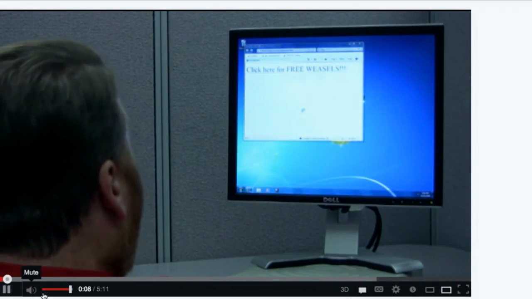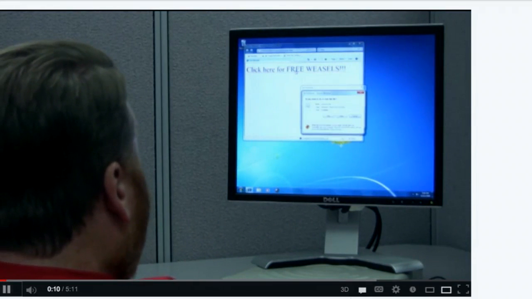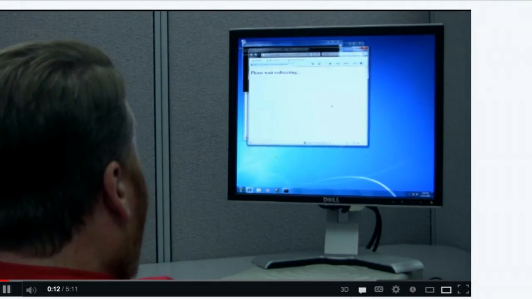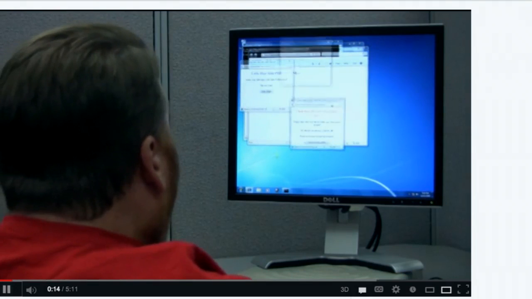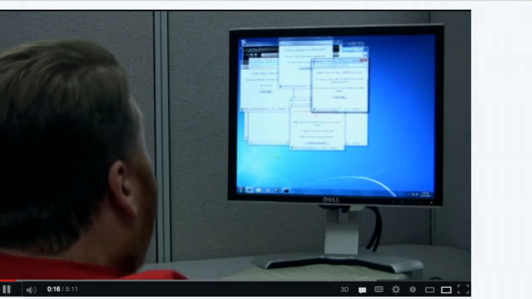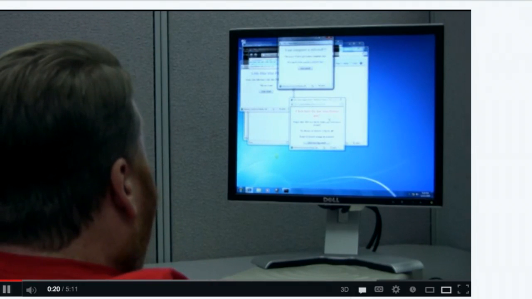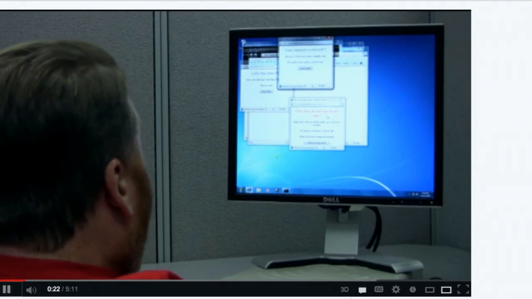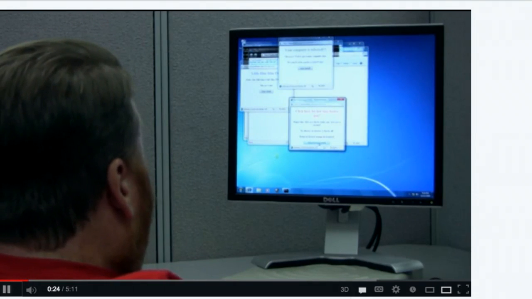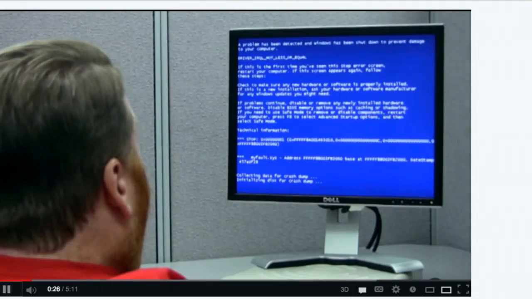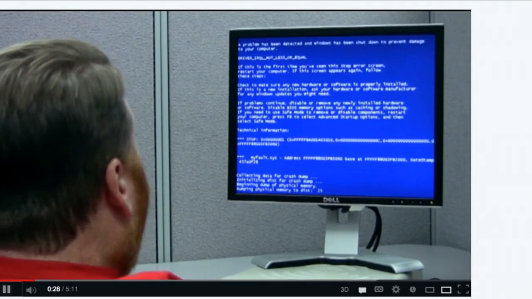Whoa, man, free weasels. Heck yeah. Run that bad dog. Oh, no. Oh, make lots of money. Oh, no. Oh, hot time, lonely guy. That's me, man. Big man, bring it on. Getting a bunch of pop-ups. Oh, don't. And blue screen. Oh, snap.